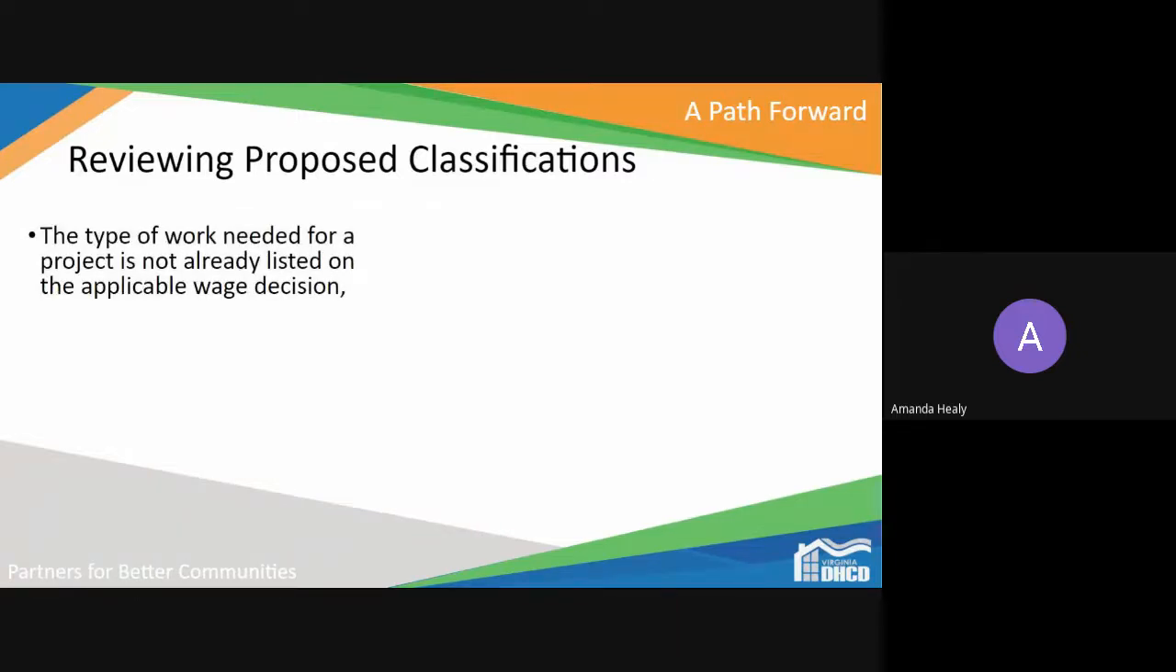Okay, so there are a couple things you have to remember when you review this request before you send it to us. First of all, you have to verify that the requested job classification isn't already listed on the wage decision. Sometimes it happens that they just don't see it, or they don't recognize that the wording is the same thing. They may call the position something slightly different. Next.